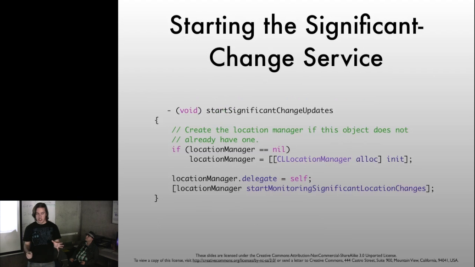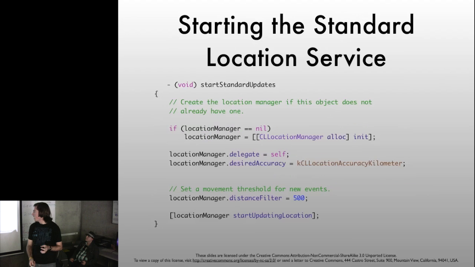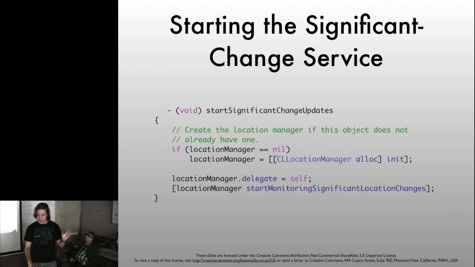The significant change service is much simpler. You don't configure any of the properties, and rather than calling startUpdatingLocation, you just call startMonitoringSignificantLocationChanges. That takes some default values for those configurable properties, in such a way that it will require very minimal radio usage and minimal battery usage. Other than that, they work exactly the same. You'll still get the same delegate methods, but this just sets up some default values for those configuration properties, so that it minimizes battery usage.